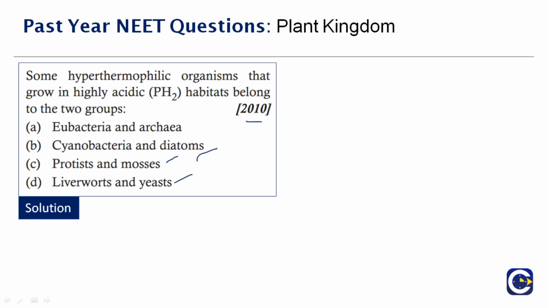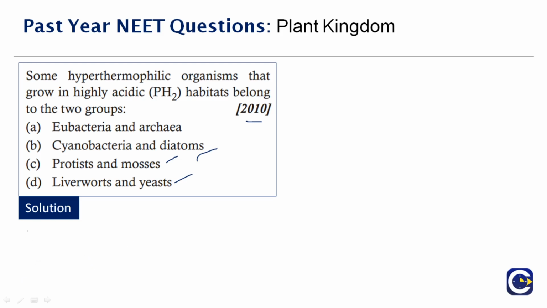Hyperthermophilic means extreme conditions, where you'll find either hot temperatures or low temperatures, or the medium is highly acidic or highly basic. So these particular eubacteria and archaea have the capacity to withstand acidic pH. They can even withstand such a level because of the presence of their cell wall.